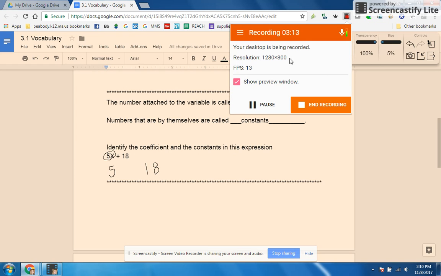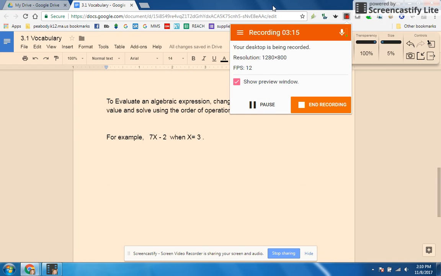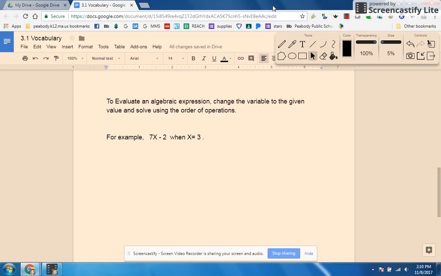Okay, so now we're going to try evaluating these. So to evaluate an algebraic expression, all you do is change the variable or the letter to the given value and then solve using the order of operations. So hopefully you remember what a number next to a letter means. Number next to a letter means times. So I'm just going to rewrite it. 7 times x equals 3, minus 2. So all I did was rewrite it and I changed the variable to the number it tells me.